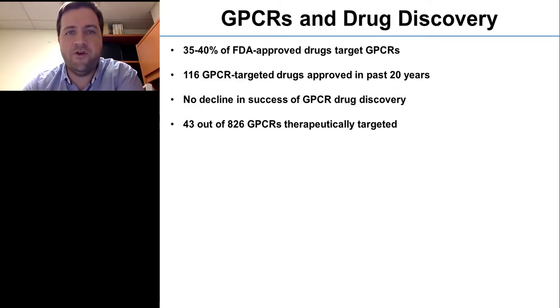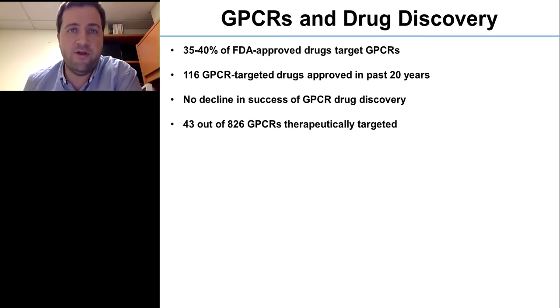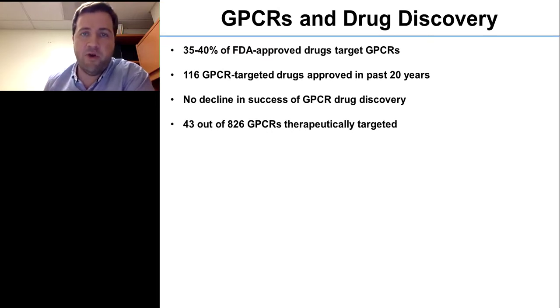Now, in terms of drug discovery, GPCRs have historically been a very popular target for treating illnesses and developing new drugs to treat diseases. So currently about 35 to 40% of FDA-approved drugs target human G-protein coupled receptors. There have been 116 GPCR-targeted drugs approved in the last 20 years, and there appears to be no decline in the success of human GPCR drug discovery projecting forward.